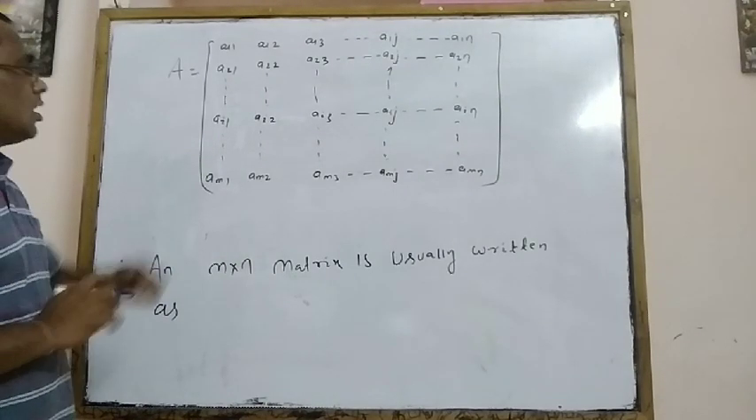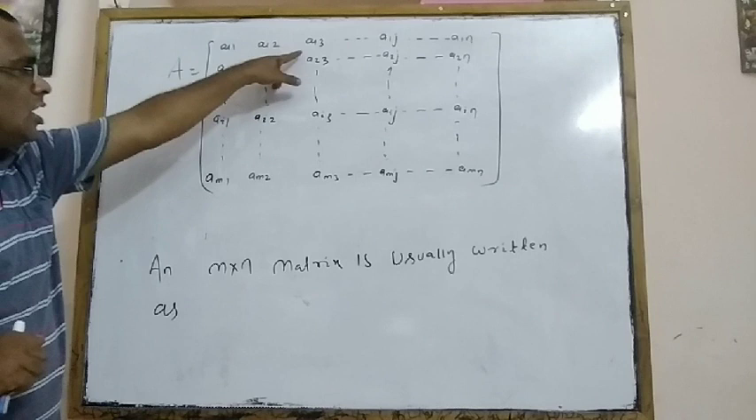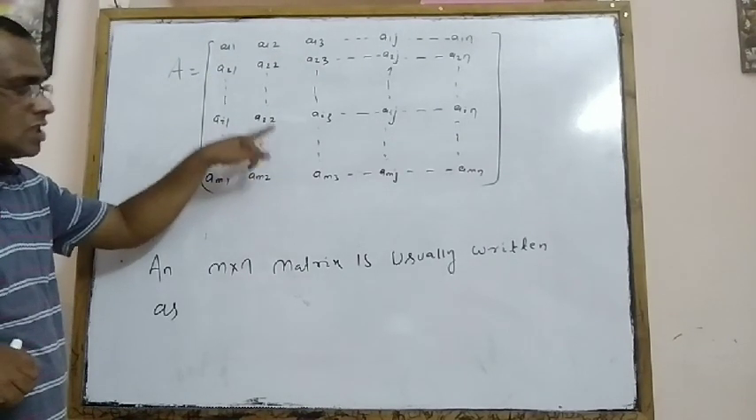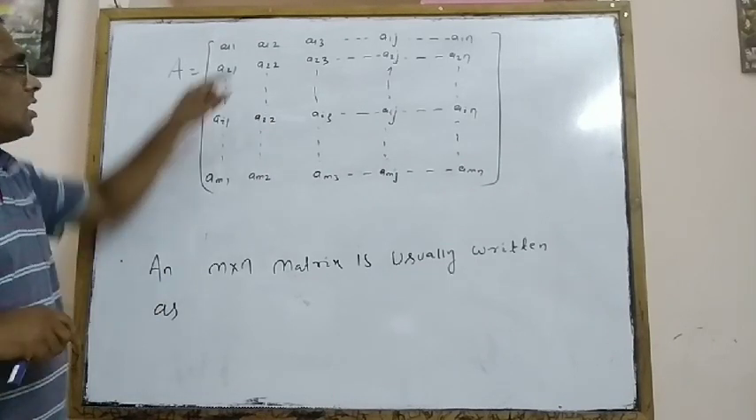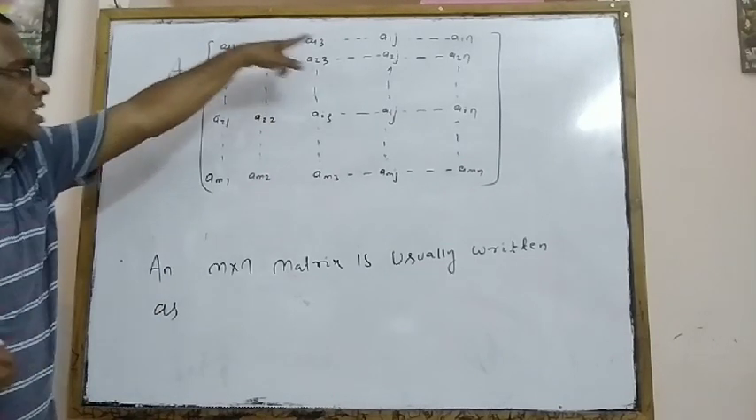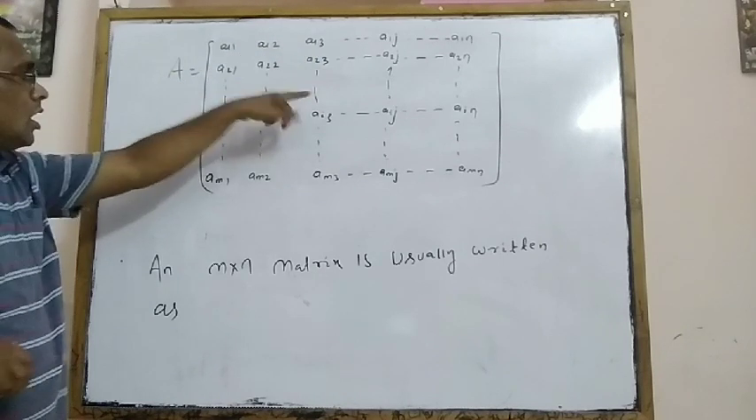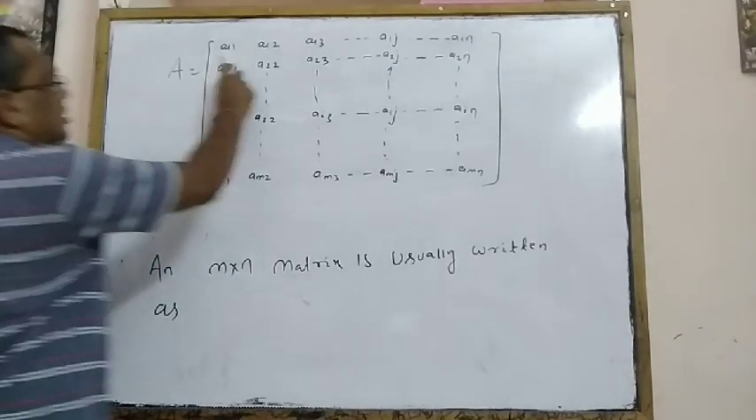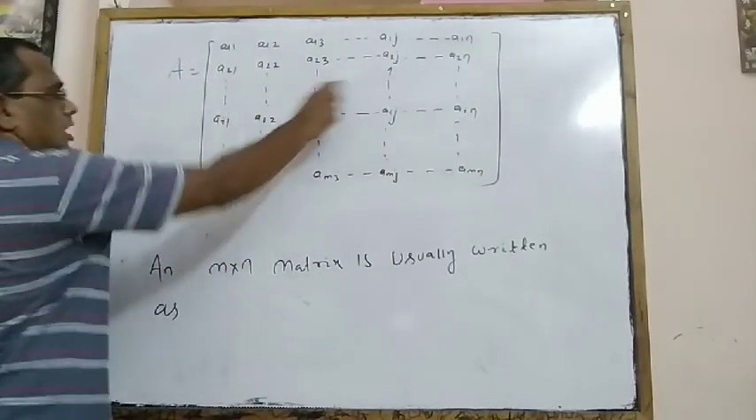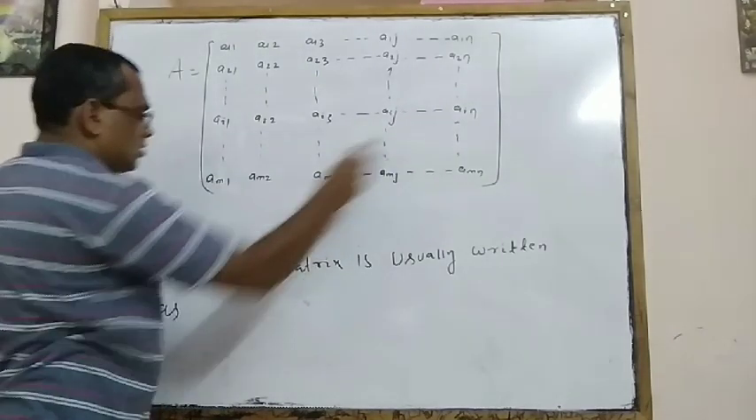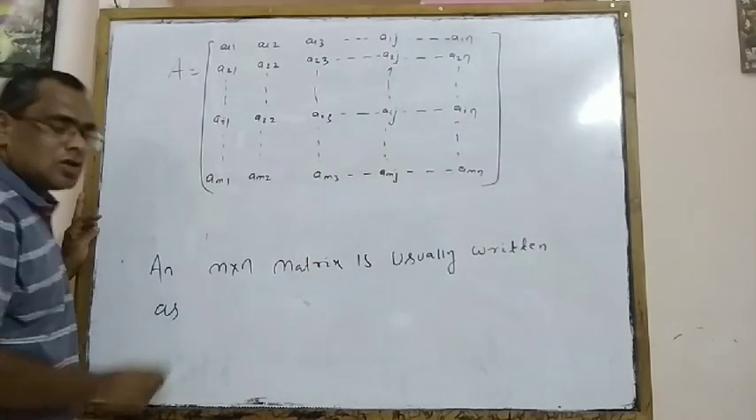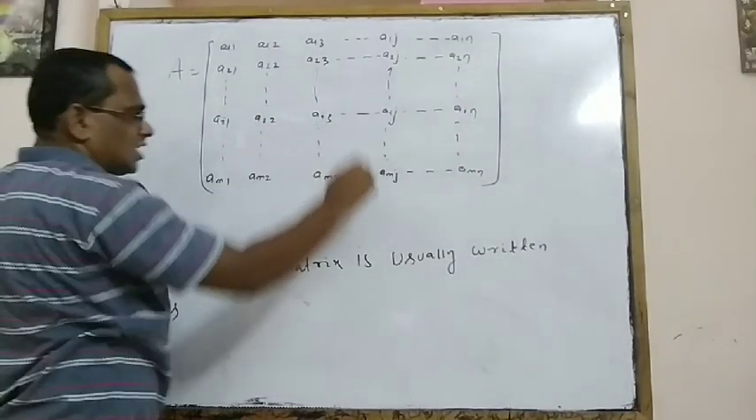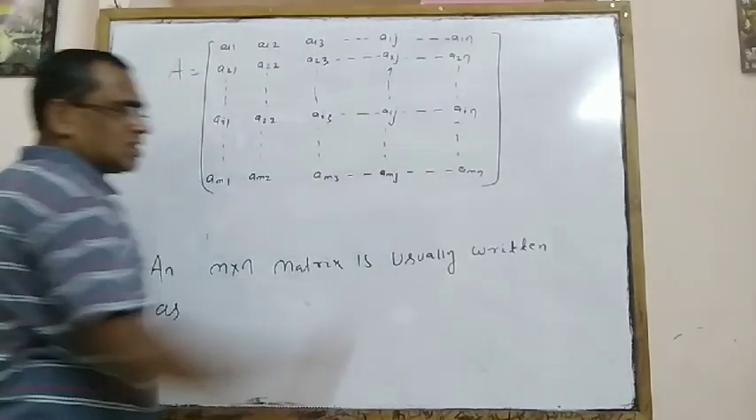Here A11, A12, A13, A1j, all these are called elements or entries of the matrix. The elements which are present in a horizontal line are called a row, and the elements which are present in a vertical line are called a column. So this one is the first row, this one is the second row, this one is the ith row, and this one is the mth row. This is the first column, second column, third column, jth column, and this is the nth column.